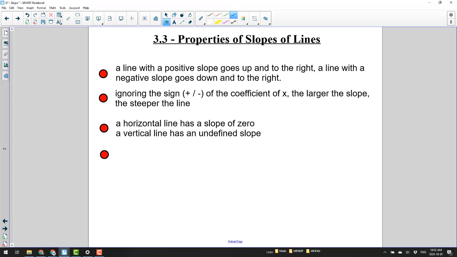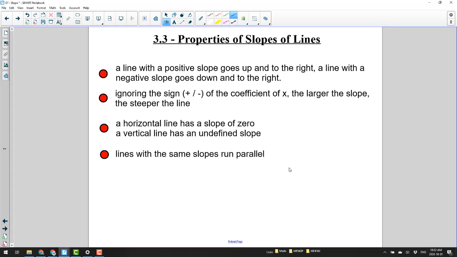Those special cases: a horizontal line has a slope of 0. A vertical line has an undefined slope, because we cannot divide by 0. And as we saw, if lines have the same slopes, they end up running parallel to one another, like train tracks, so they're never going to cross. These are the 4 big takeaways from this lesson.